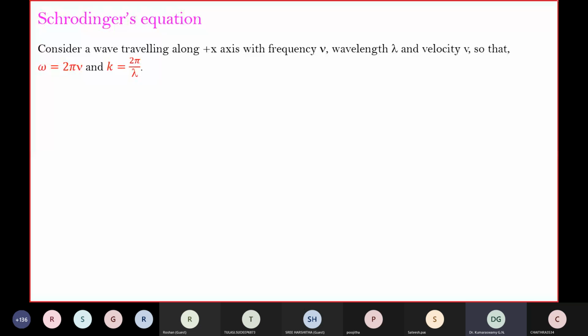Define a particle. Let's say a wave traveling along the x-axis with frequency nu, wavelength lambda, and velocity v. So that omega equals 2 pi nu and k equals 2 pi by lambda. Because we have to define a wave, let's start with a basic wave. Right? So write down this Schrodinger's equation, and note down this central statement.